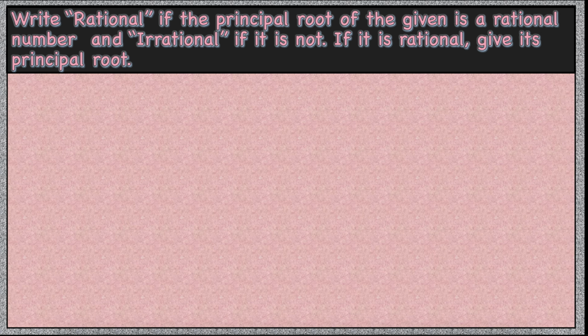So let us have this one. Write rational if the principal root of the given is a rational number, and irrational if it is not. If it is rational, give its principal root.